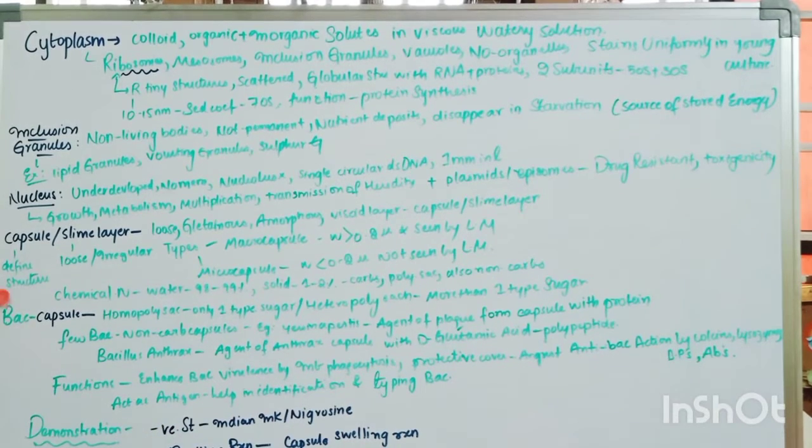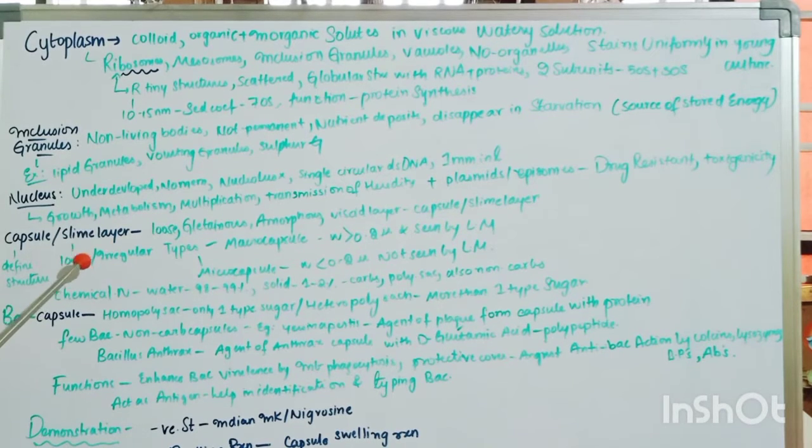And next, coming to the capsule or the slime layer. This is the outermost layer, mostly covering the bacteria outside the cell wall. So the order follows as capsule or slime layer, next comes the cell wall, and next the cell membrane.